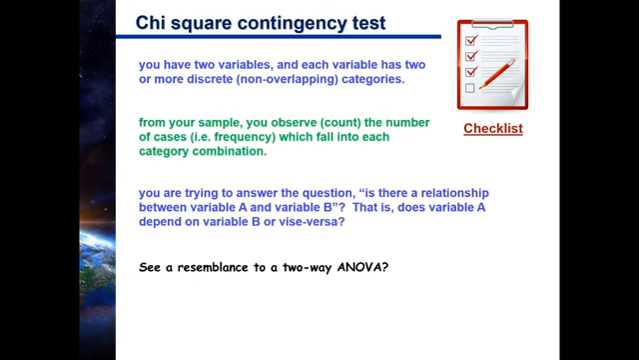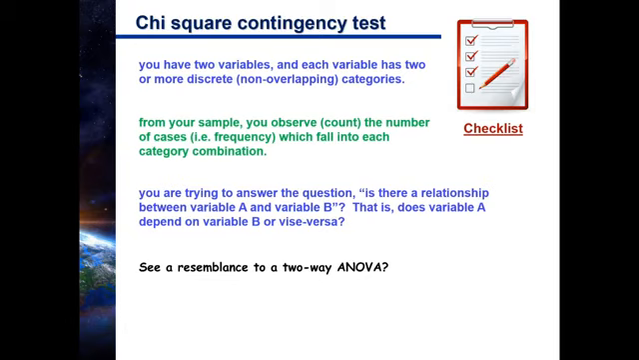Now, hopefully you're going to see that the chi-square test of independence resembles a two-way ANOVA. Specifically, it resembles an interaction effect in the two-way ANOVA. Because remember, in two-way ANOVA, you had factor A and factor B. And one of the effects that you could test in the two-way ANOVA was the interaction between A and B. And when there is a significant interaction effect, it means A depends on B, or the other way around, B depends on A.